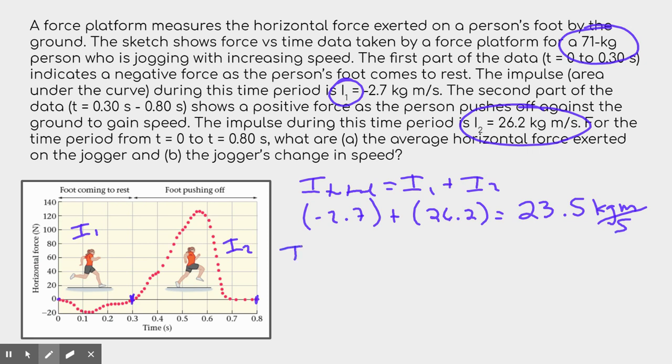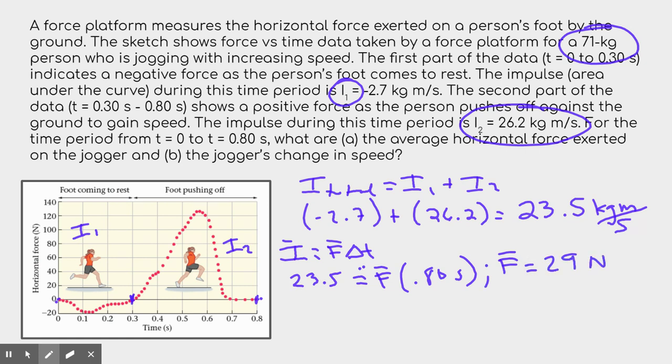To find the average force, let's just use the fact that I is equal to force multiplied by the change in time. So we can find our average force because we know the total time. The total time is 0 to 0.8 seconds. So 23.5 equals the average force multiplied by 0.8 seconds. So our average force ends up being about 29 newtons. Okay, so this is the answer for part 1.